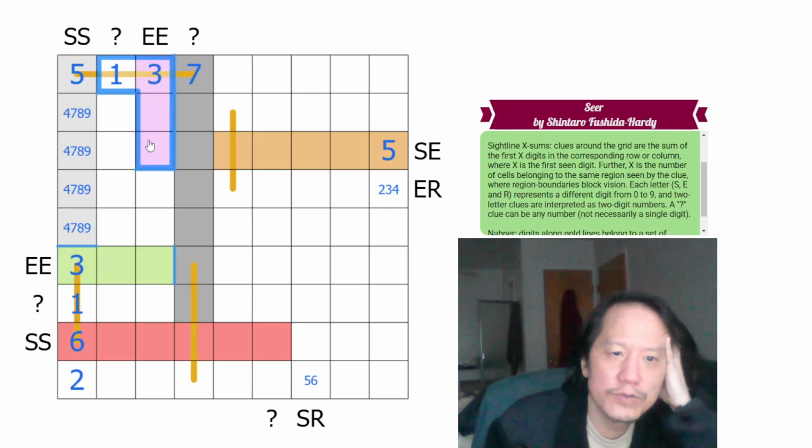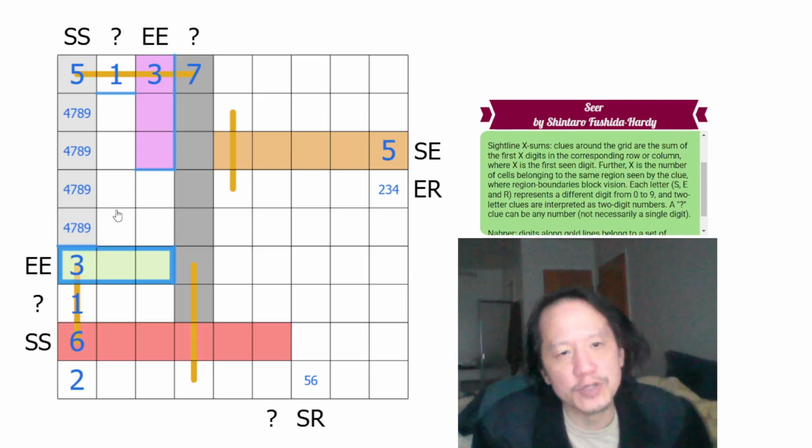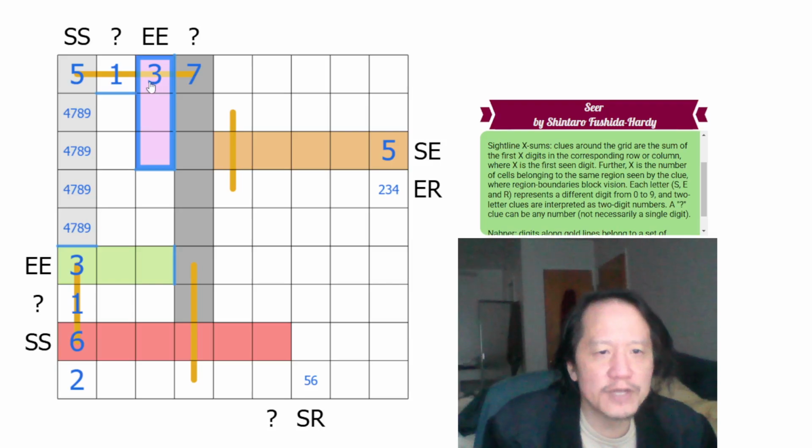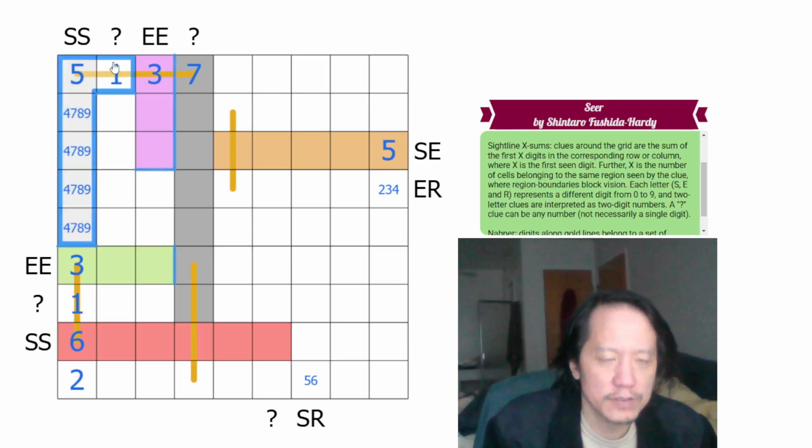1, 2, 3, 4, 5, 6, 7, 8, 9. But then that would block this region. So if this is part of a region with this, okay, 1, 2, 3, 4. Okay, well, this can't be part of this region either. Aha, okay, so therefore... Can this ever be separate from this region? No, the answer is no.